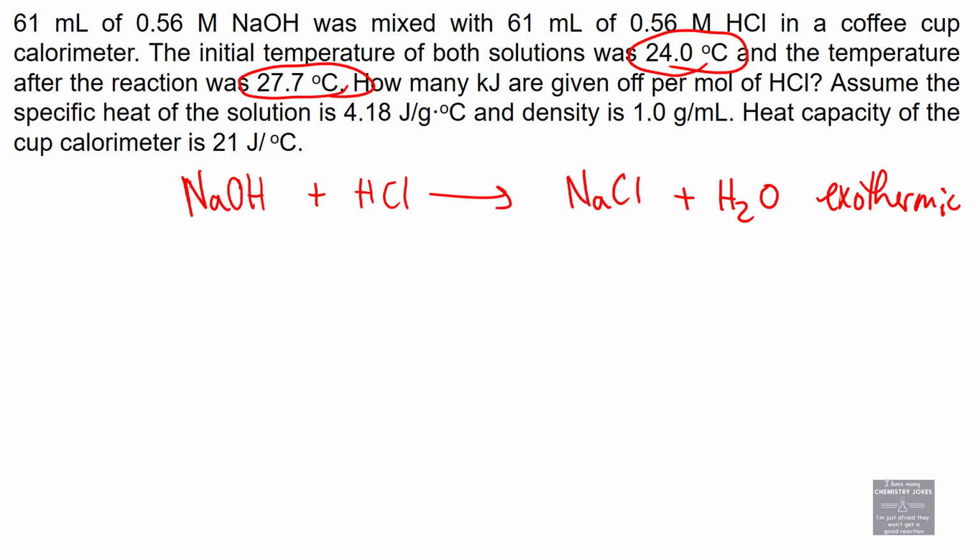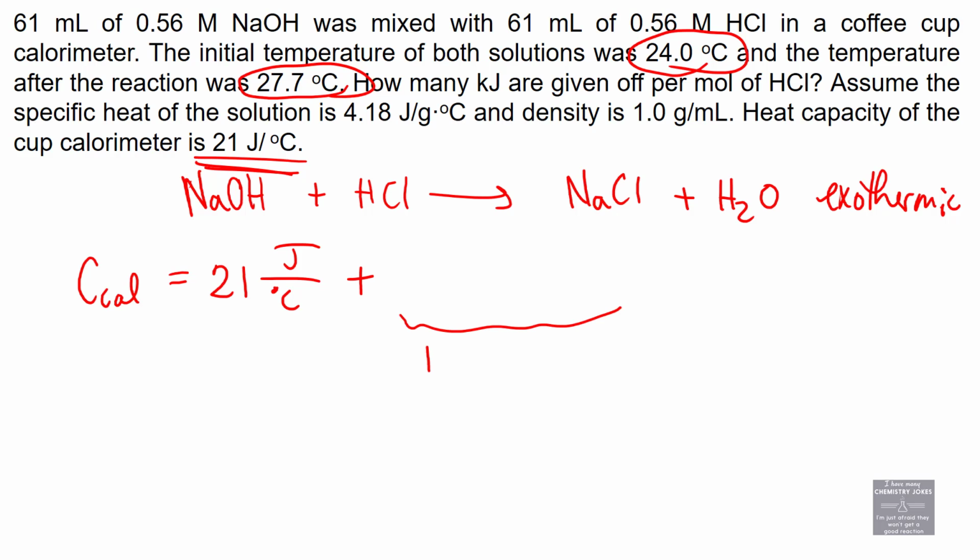So, if we start by trying to determine the C of the calorimeter, the heat capacity of the calorimeter, we're told the cup, the container, is 21 joules per degree Celsius, but you have to add in the heat capacity of the water.